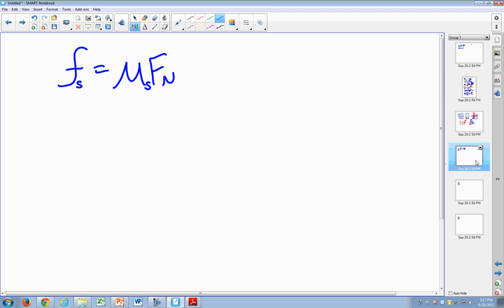Kinetic means moving. So, kinesis. And if the object is sliding across something, then that's kinetic friction, whether it's moving or not. So they can't be both at the same time. They can't be both at the same time, correct? All right. And then that's it for chapter 4.